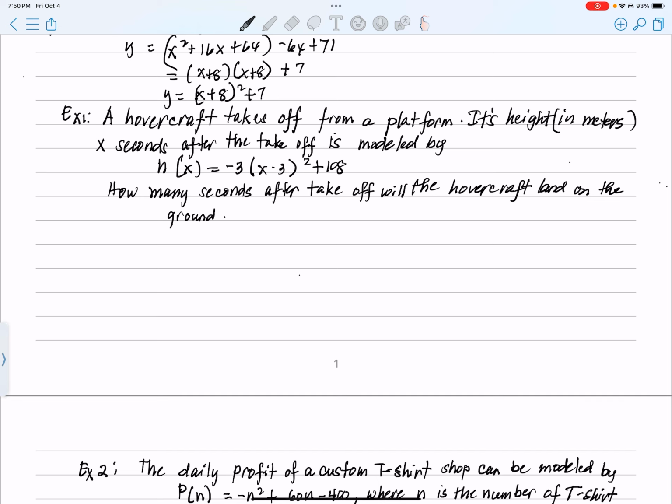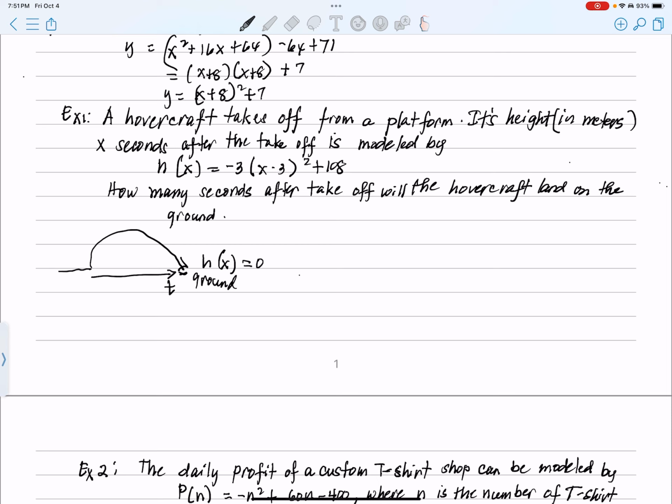So let's say, for example, this is the ledge right here, and then it will be thrown. In how many seconds would it reach the ground? Time is asked. All right. When the hovercraft lands on the ground, that means h of x would be 0. There is no height when it lands on the ground.